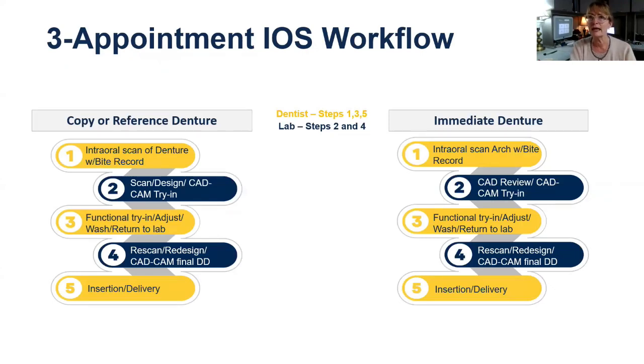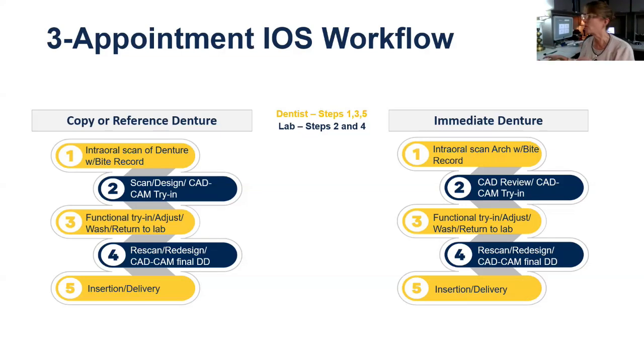So in most cases, the copy or reference denture can be done as a 3-appointment visit. So you're taking the scan, which is our final impression, inside this wash impression or the copy denture, right? So you're scanning this. So that's appointment number 1.